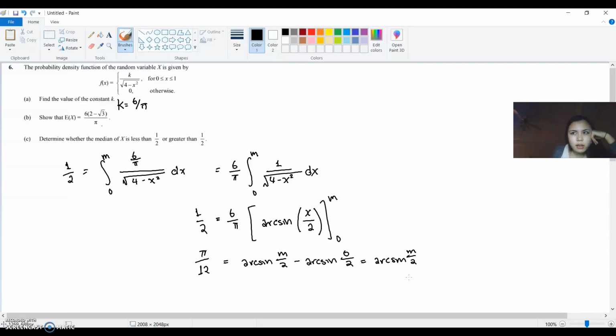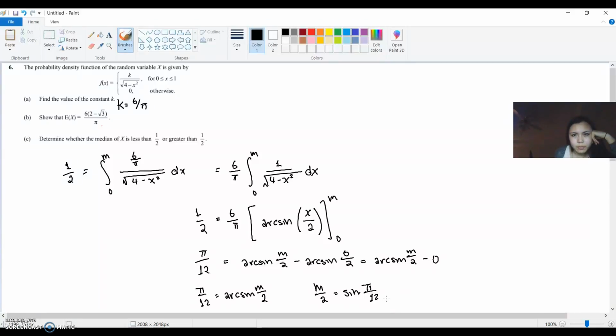Alright, what's the arc sine of 0? It's 0, the sine of that, the height of 0, so that's just 0. Arc sine of 0 is 0. Okay, so pi over 12 equals arc sine of m over 2. So m over 2 equals sine of pi over 12.